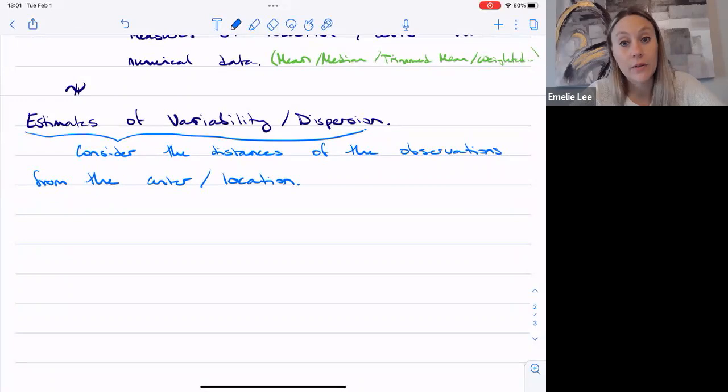Okay. Now there are many different ways that we could measure those distances. And so what we want to differentiate between is random variability and real variability. It's really hard to distinguish between what we call the noise and the true variability.